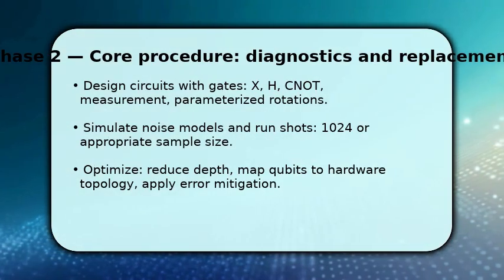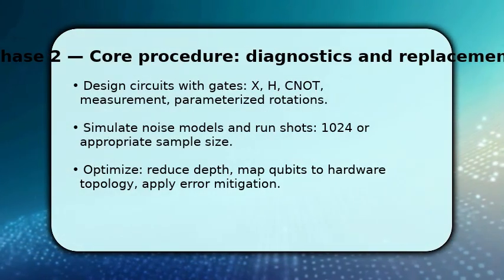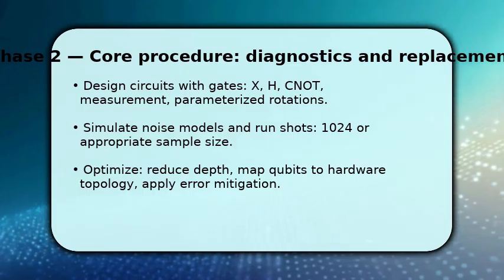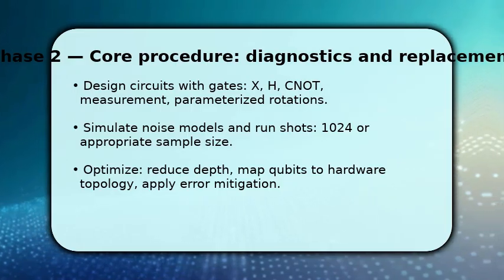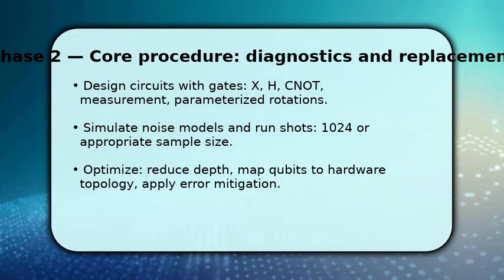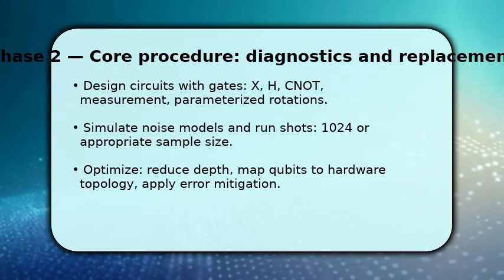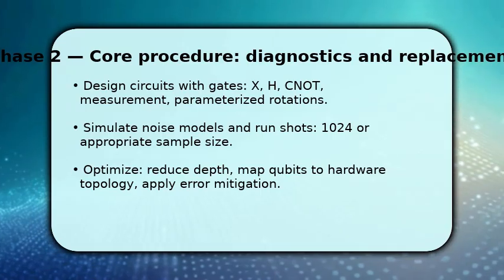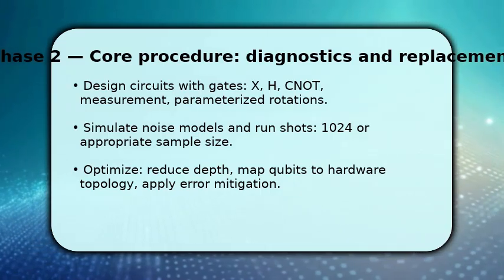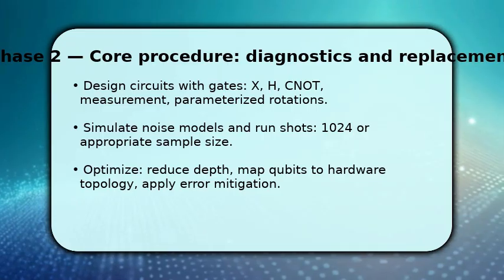Now you construct the quantum program and validate it through simulation. Start by translating your algorithm into gates. Use H for superposition, CX for entanglement, and parameterized rotations for variational steps. Then add measurements. Simulate with realistic noise models and run enough shots, say 1024, to estimate distributions.